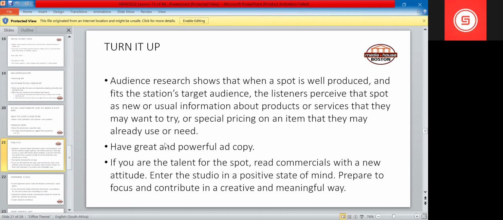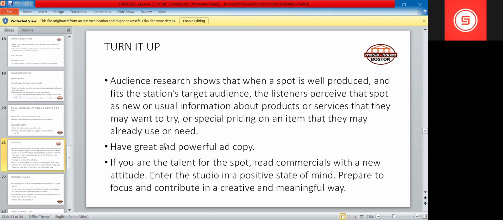So turn it up. Audience research shows that when a spot is well produced and it fits the station's target audience, the listeners perceive that spot as new or unusual information about a product or service, and they would like to maybe listen quite closely, right? So, okay, that's quite interesting. I didn't know about that. That's interesting to me, right?